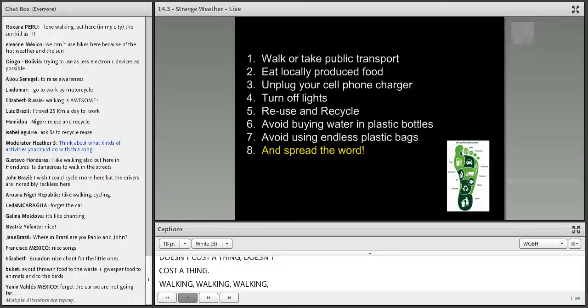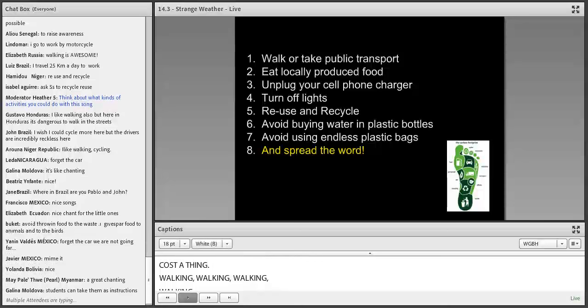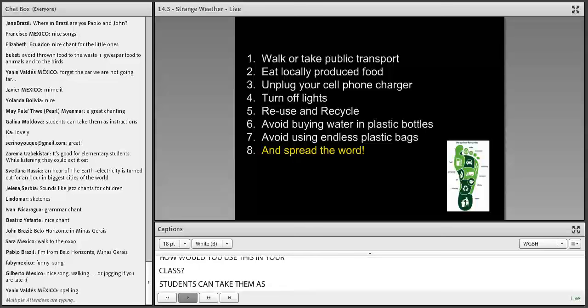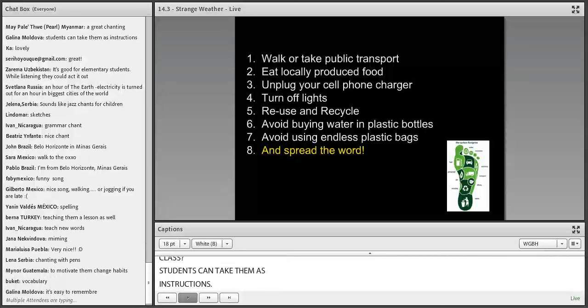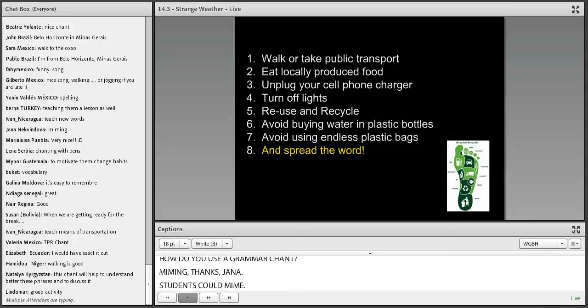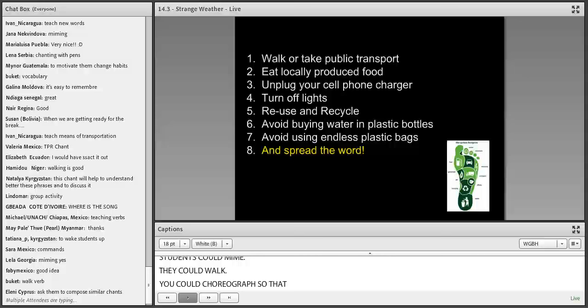Hey, Galina from Moldova said it's like chanting. Okay, so how would you use this in your class? Students can take them as instructions. Grammar chant, okay. How do you use a grammar chant? Miming, thanks, Jana. Students could mime. Actually, they could walk. You could choreograph so that they are doing actions to the song. Commands, sure.